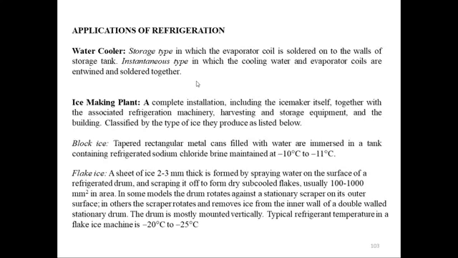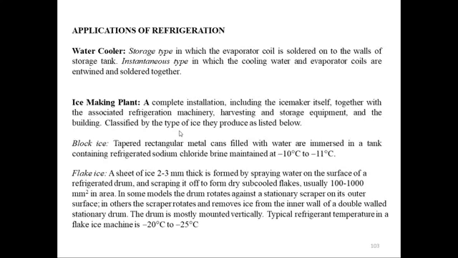In mechanical also, or if you look in the automotive department also, we have a cold water cooler where the evaporator is a coil, and it is dipped inside the tank of water. So directly we get chilled water at 7 degrees or 10 degrees centigrade there. Ice making plant: a complete installation including the ice maker itself together with the associated refrigeration machinery, harvesting and storage equipment, and the building, classified by the type of ice they produce as listed below.